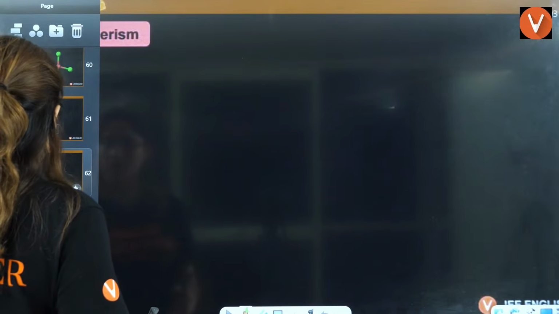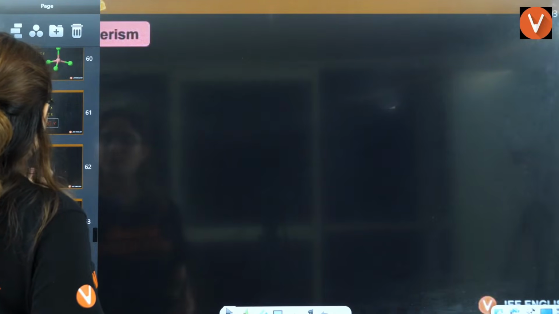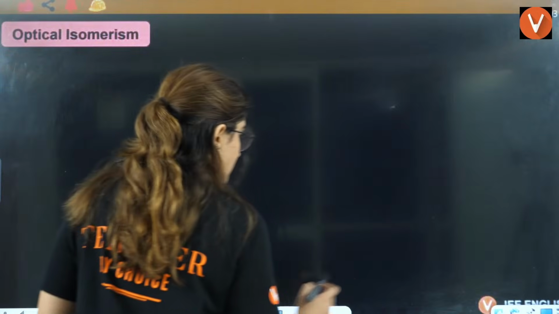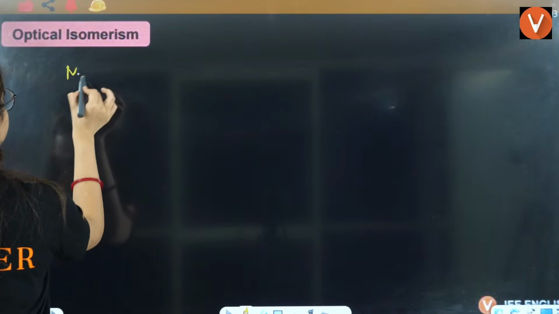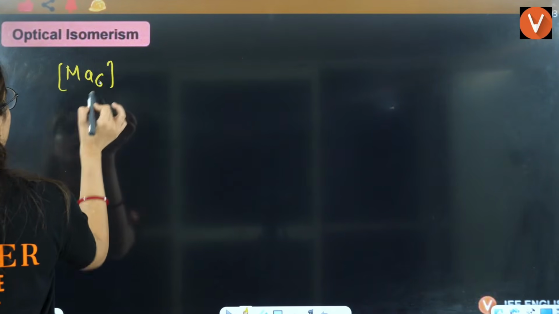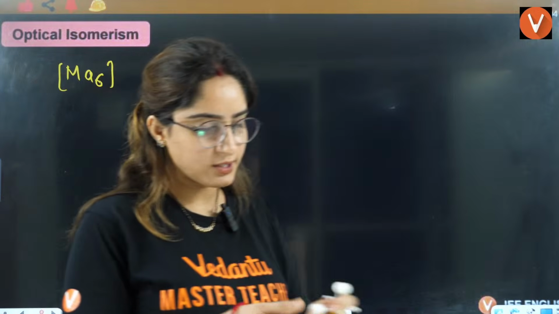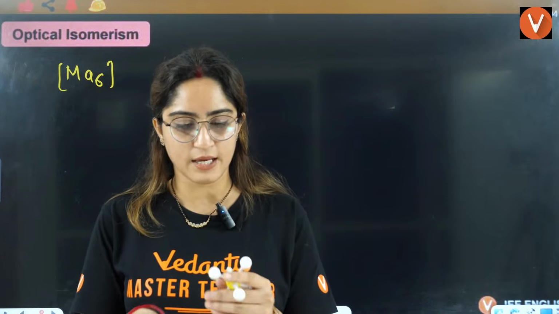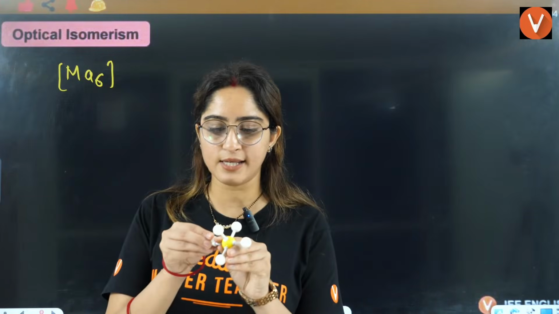So let's see this. One, two, and I think three pages are enough for that. So first I'm going to draw MA6. If you see MA6 here, this is the kind of structure that we are drawing here. Can you see that, everyone?